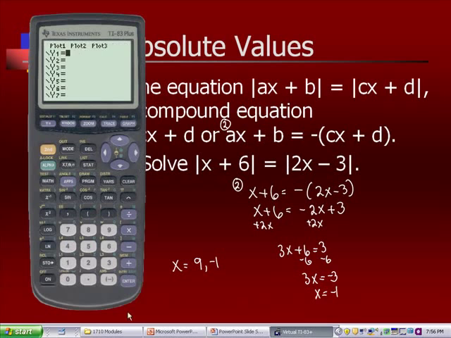So to solve this on our calculator, we're going to go Math, slide over to Num, absolute value is option number 1, x plus 6. The second side of the equation is going to be y2, which is Math, Num, option number 1. This one's going to be 2x minus 3. And then we're going to graph, and the point where they intersect is going to be the solution.